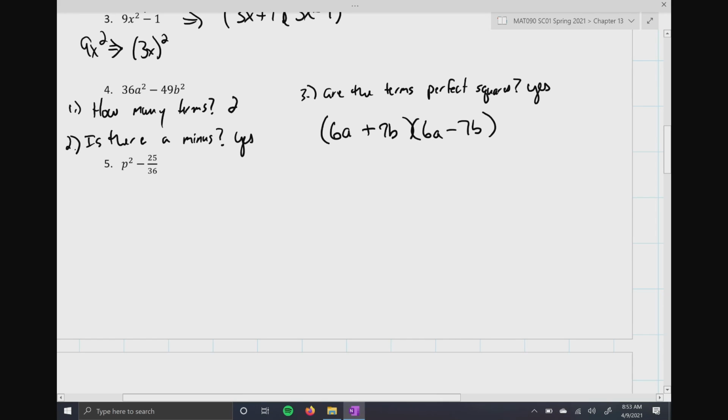Look at number 5. Quickly, somebody tell me what number 5 factors down into. The quantity of, you want the full answer? Yes. P plus 5/6, P minus 5/6. You are a factoring genius. That's correct. Some of us may have looked at that and went, oh, fractions. Oh no. Who cares? Is the fraction a perfect square? Yes.